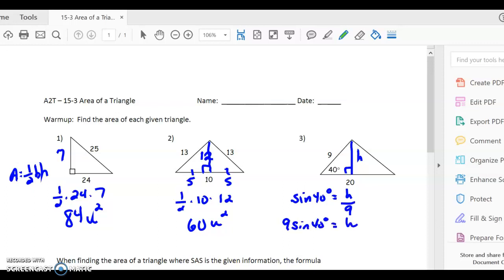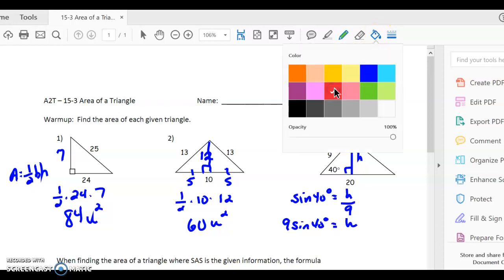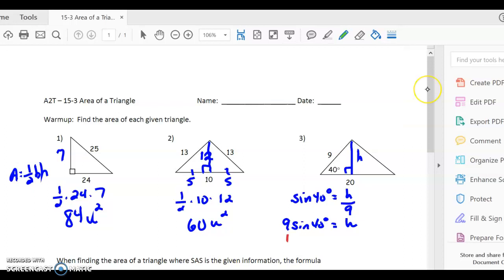Now before we actually multiply that out, I want to leave my answer basically in that form, because I don't want to round until the very end. So I'm going to stick with what I've been doing. 1/2 times the base, which is 20, times the height, which is 9 times the sine of 40, to get my answer. The final answer is going to round to about 57.9 square units.